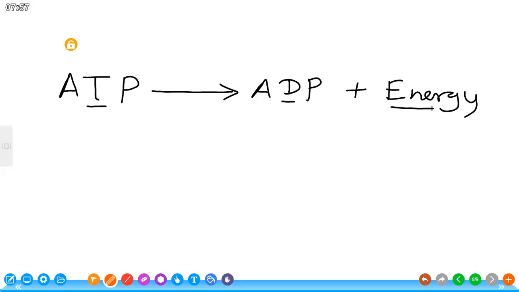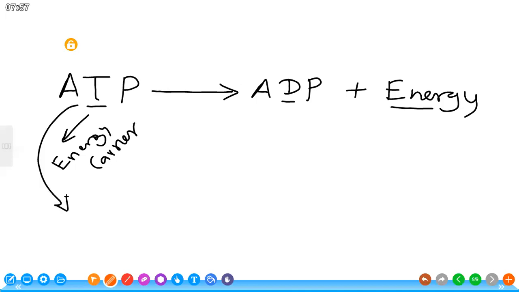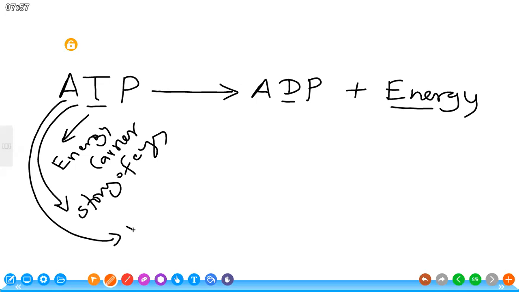ATP has many functions. ATP acts as an energy carrier. It can carry energy from one place to another. On the other hand, ATP stores energy temporarily. And there's another function too. ATP can release energy when necessary. Three functions of ATP.